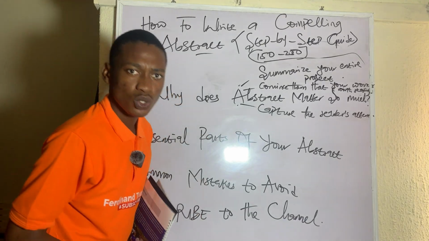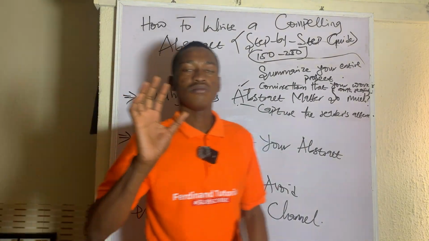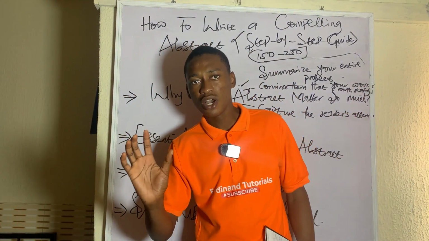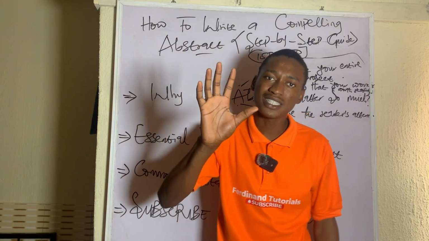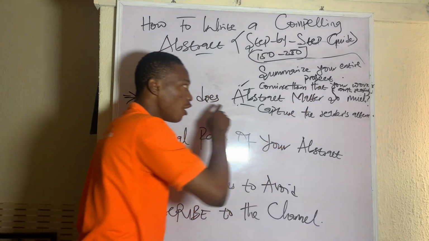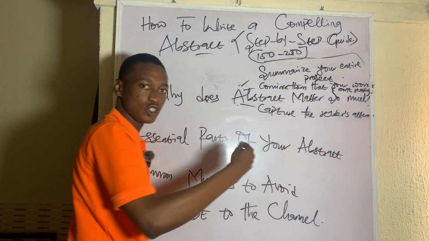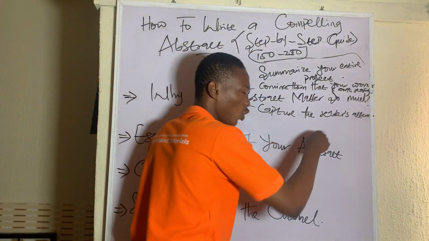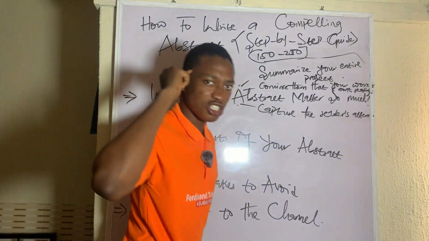Now, essential parts of your abstract. I prepared 5 essential parts of your abstract. That is, there are 5 things that your abstract must contain for it to be able to summarize your entire project, to convince your reader that your work is worth reading, and to capture the reader's attention.